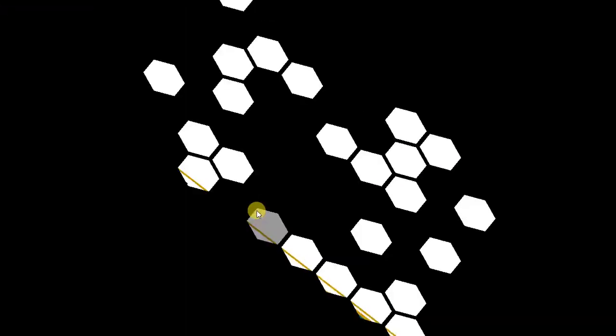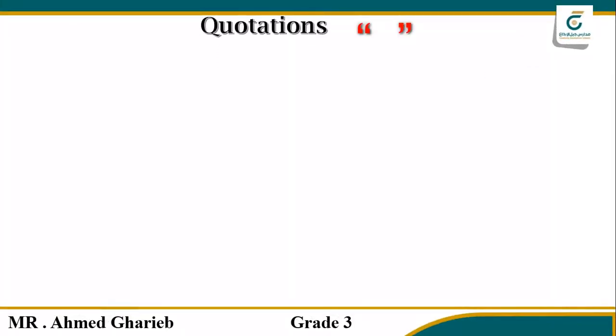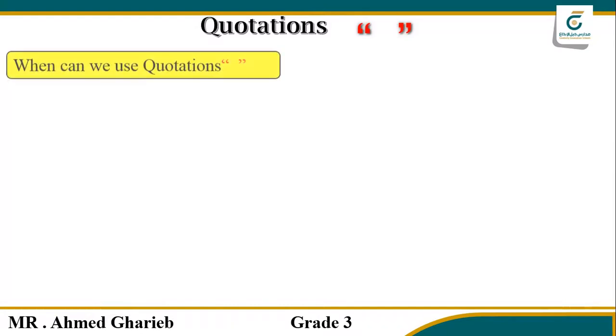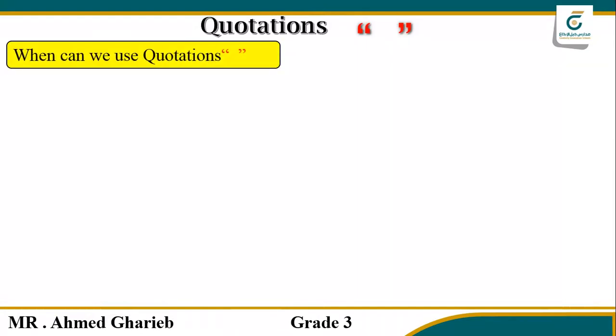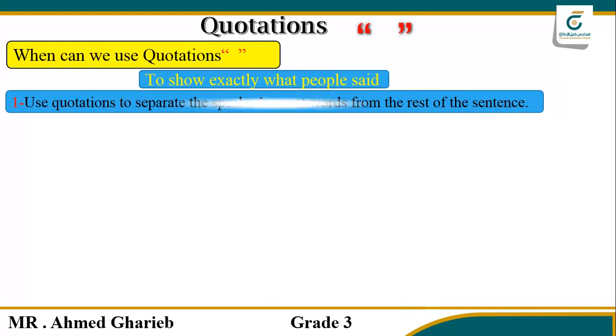Alright, now let's move to quotation marks. When do we use quotation marks? We use them to show exactly what people say. We use quotation marks to separate the speaker's exact words from the rest of the sentence. So what's said from my mouth, I put between two quotation marks.